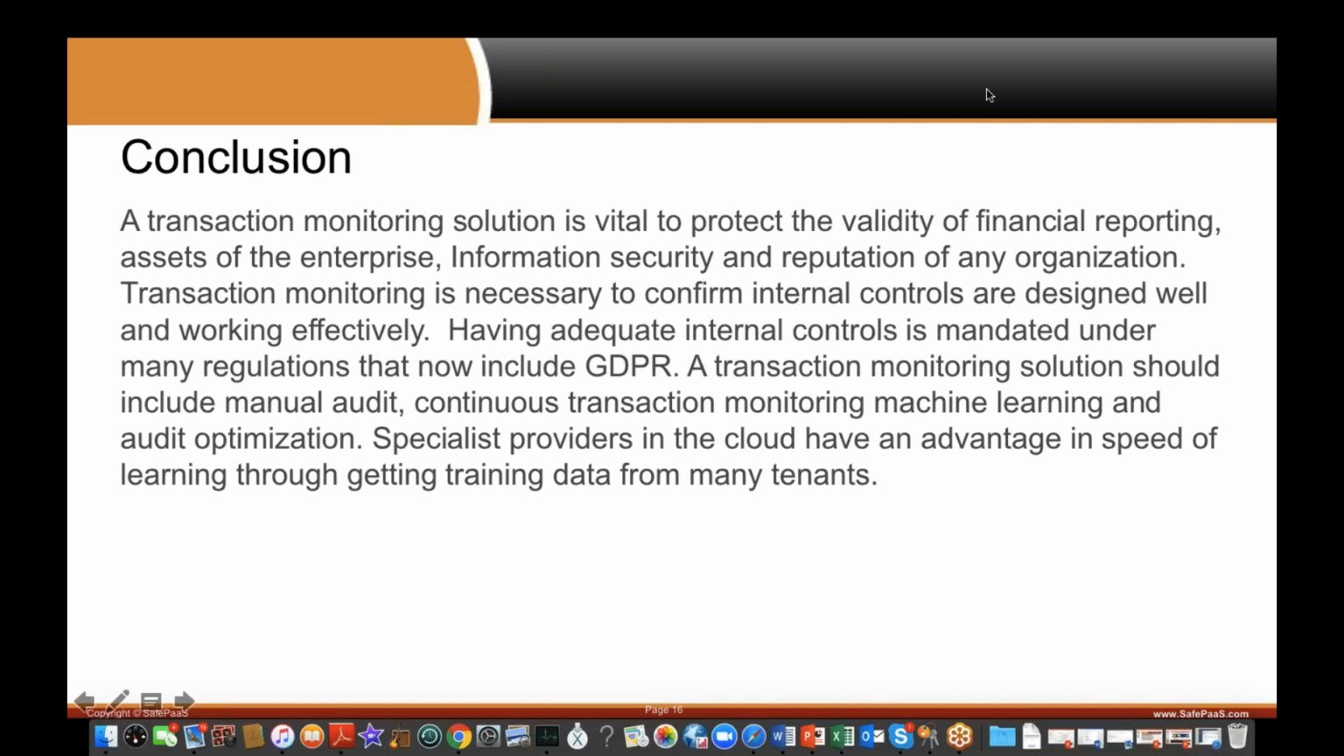I think what we have hopefully demonstrated to you in this webinar is that a transaction monitoring solution should include a manual audit function, as well as continuous transaction monitoring, as well as machine learning and audit optimization components. And really, there are specialist providers in the cloud that have an advantage in this area in the speed of learning that they get through the training data that they can get from many tenants. So hopefully you have shared the conclusions with me as I've taken you through this journey of the 3 pillars of modern transaction monitoring. So with that, I'm going to hand back over to Jane for Q&A.